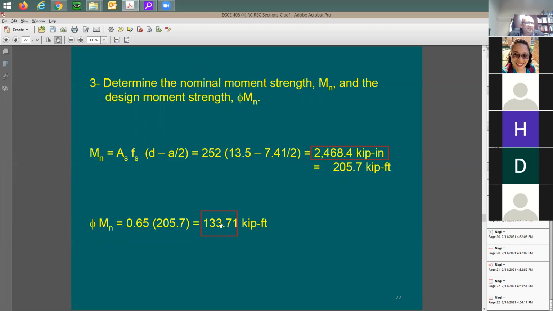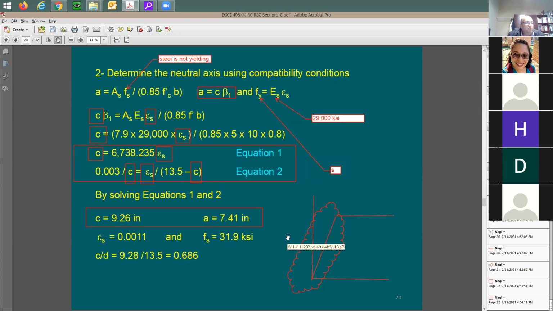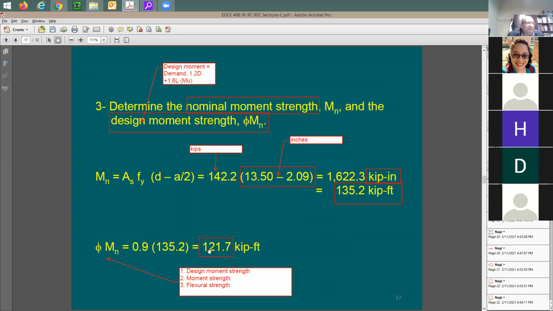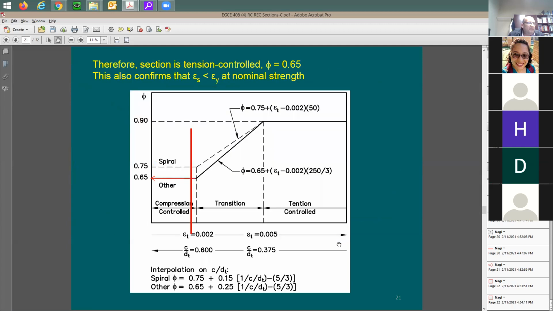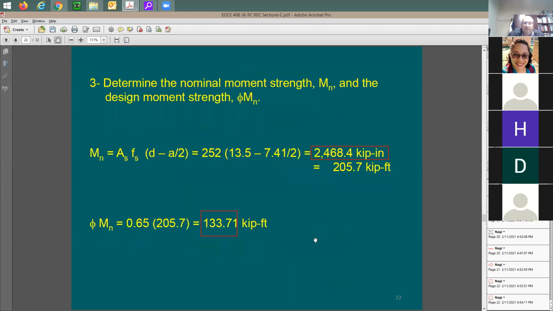How much increase in the strength did you gain? A lot? Did you gain lots of strength? No, you just moved it from 120 something, like 122, let's say, to 134. Not that much. And you added lots of rebars. It's not really helping because the phi factor just dropped down when you add lots of rebars. So you didn't really help yourself out.